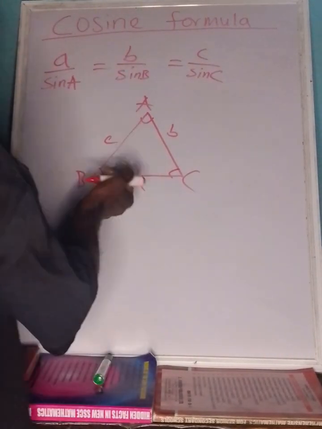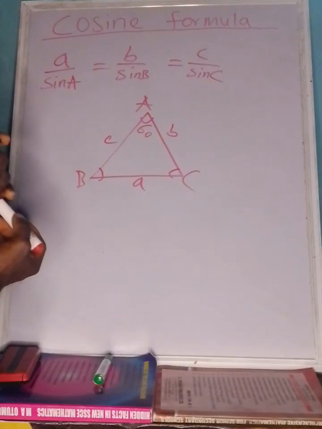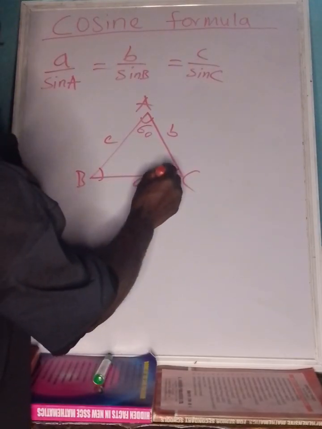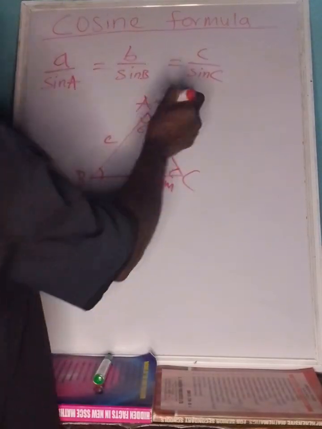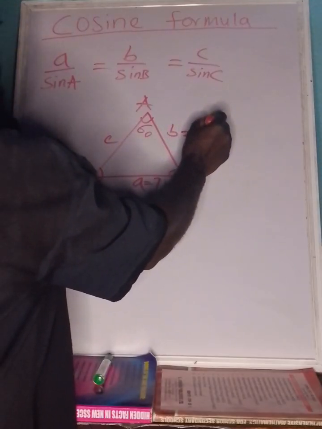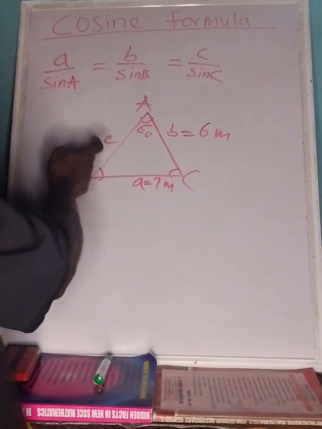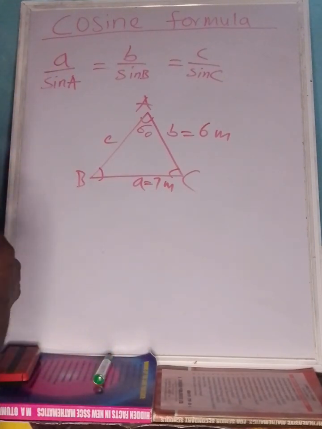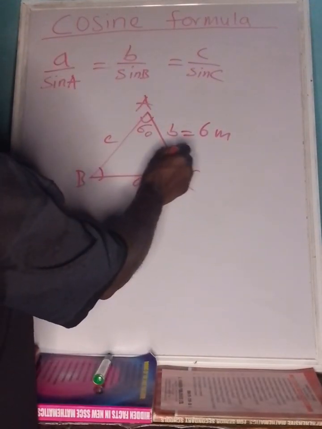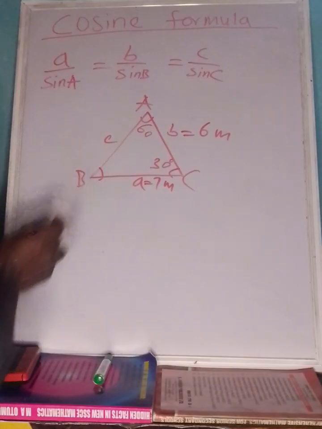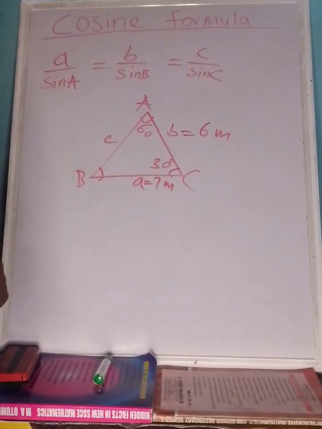You can apply sine's law when you can at least find an angle. For example, if a triangle is given like this, let's say angle A is given to be 60 degrees. Then side a is given to be 7 meters. Let's say maybe side b is also given to be 6 meters. As it is now, you can find the length of side c. Then let's say angle C is given to be 30 degrees, and they say you should find the length of side c.